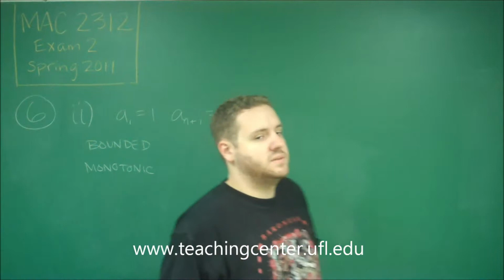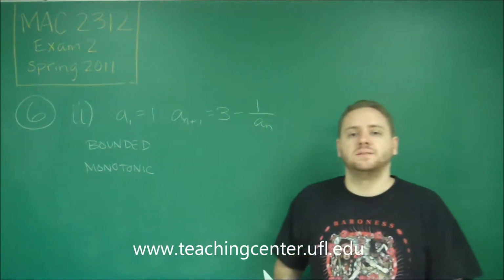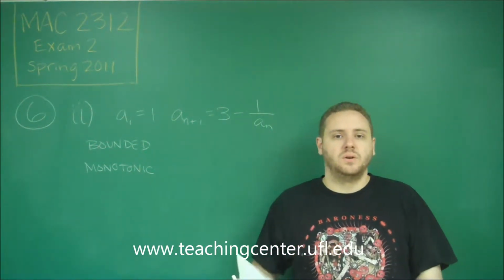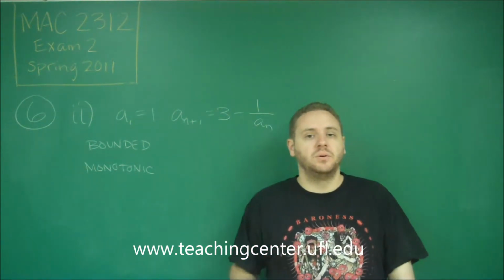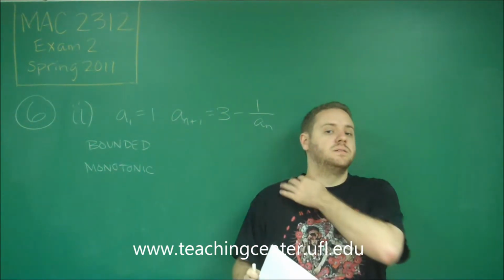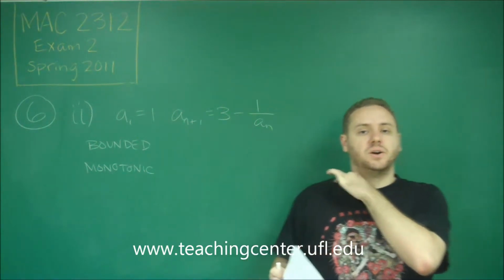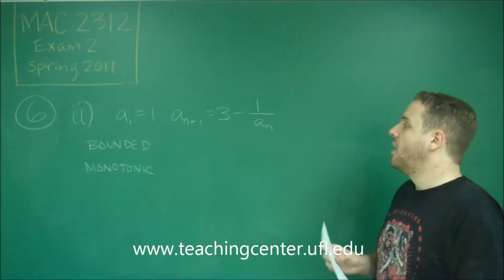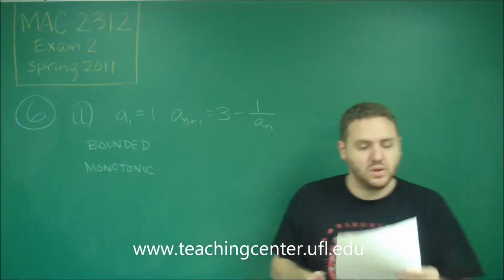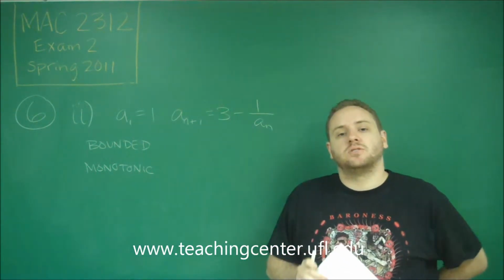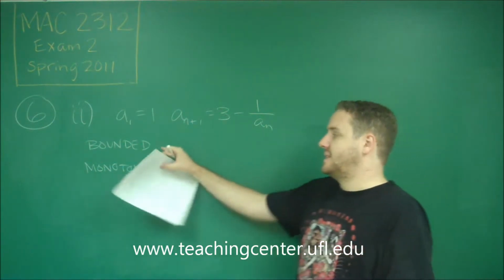A bounded sequence is one that is always less than a particular value, or if it's a decreasing sequence, it's always greater than a particular value. In other words, there's a limit to how high the sequence can go, or how low the sequence can go. We just proved that in part B of number 1. We said that our sequence is always less than 3, so it's definitely bounded.